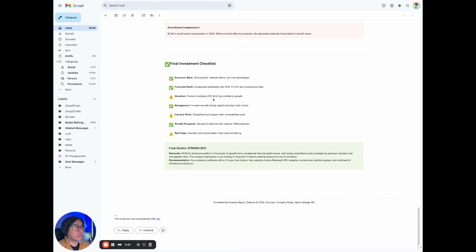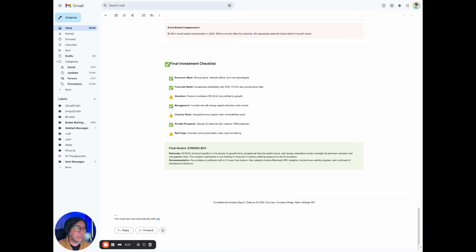valuation, premium multiple, so PE is pretty high, 56.8, but justified by growth, as we mentioned earlier, okay? So PE, even if it's high, if the company keeps growing, it is justified, because you are taking into account the potential growth of the company. And then the management, industry risk, growth prospects, and then it gives you a final verdict, strong buy, okay? So it explains the rationale behind why it's a strong buy.